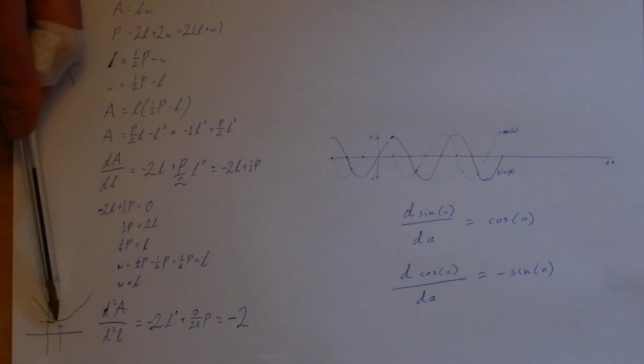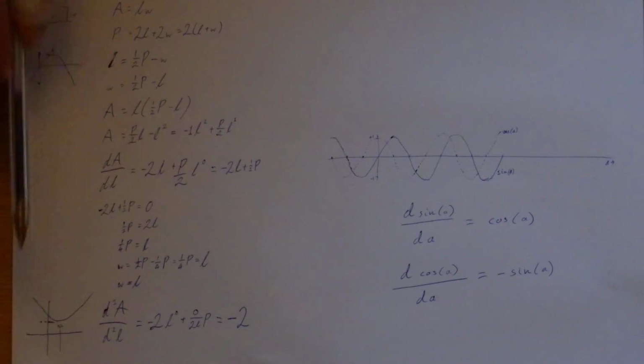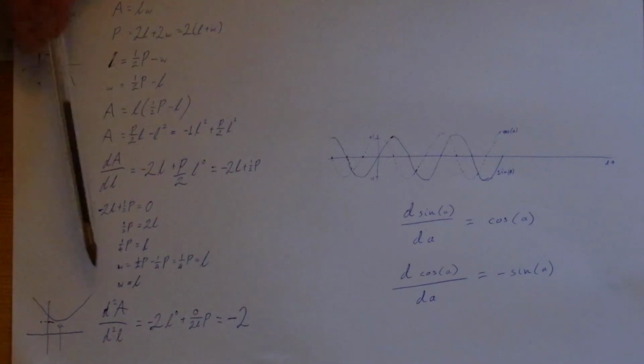You also have dA by dL equals 0, or dy by dx equals 0 here, at a minimum. The difference between the maximum and the minimum is that here the gradient is going from positive to negative. It is decreasing. Here it is going from negative to positive. It is increasing. So the rate of change of the gradient with respect to L, the rate of change of the rate of change of A with respect to L with respect to L, is negative here, positive here.